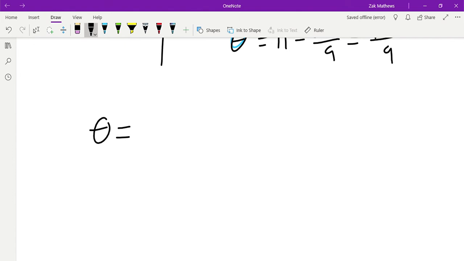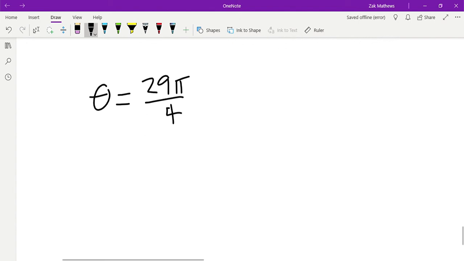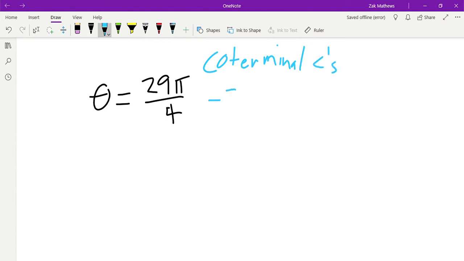Let's do one more. Let's take 29 pi over 4. Well, here there's a lot of rotations. I have no idea where this thing is sitting, so I'm going to subtract some of those rotations. Again, I'm finding a coterminal angle first in order to find my reference angle. So it is important to note that coterminal and reference angles are not the same. So for coterminal angles, I'm going to subtract 2 pi.